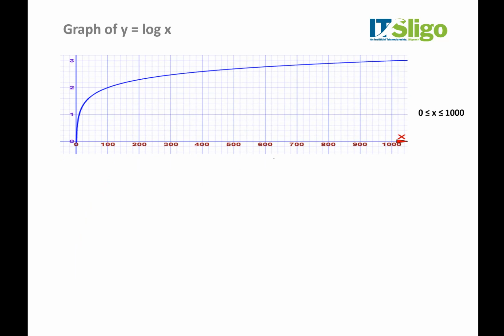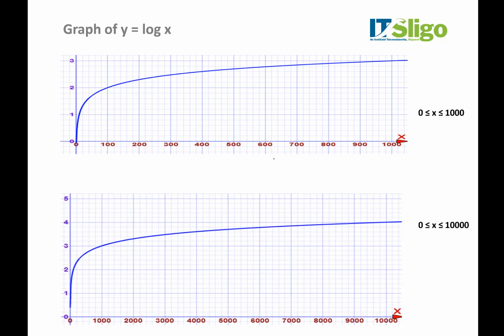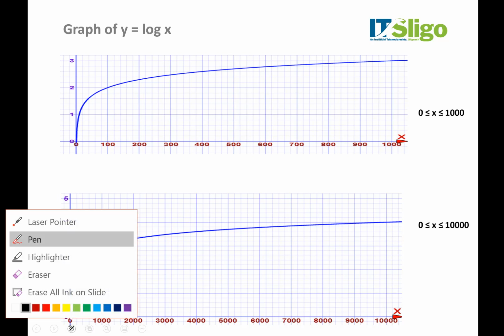Here's the log curve between 0 and 1,000, and here it is between 0 and 10,000. Now again, between 0 and 1, that detail I showed on the previous slide is still going on. So really the curve is actually coming down like this, but it never touches 0. It's just very hard to show that on a graph like this.